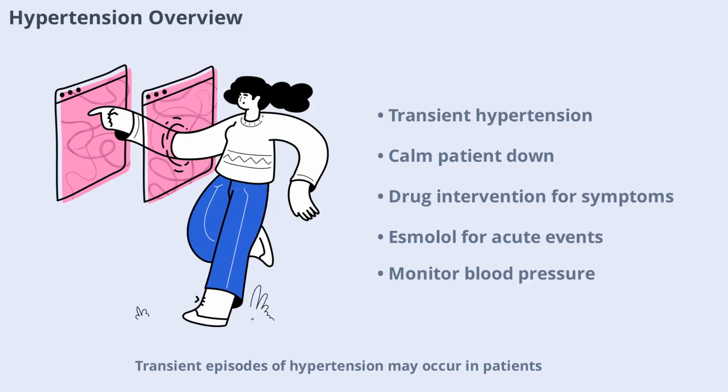Transient episodes of hypertension may occur in patients with extreme pain or restlessness during lengthy procedures. Most cases require only a timeout to calm down. If accompanied by symptoms like chest pain, headache, or visual disturbances, drug intervention may be needed. When stroke is suspected, no attempt should be made to lower blood pressure. Known hypertensive patients who miss their medications should be given their usual dose.